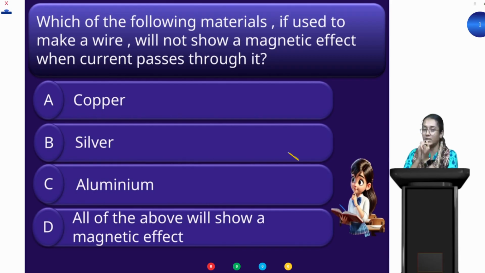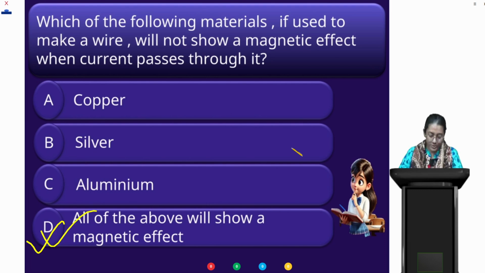And with that, your time is up. Let's see. Very good. So many of you have given the right answer. Okay. So our correct answer will be option D. All of the above will show a magnetic effect.